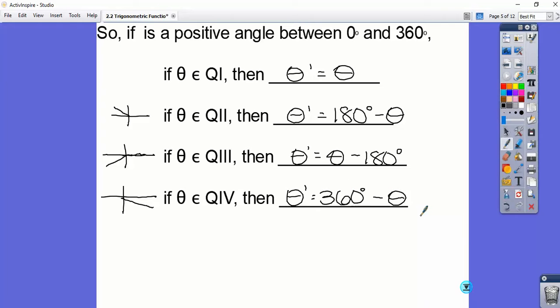Now for me, it's easier just to think about the problem rather than trying to memorize these rules. Some people really like rules written out, so that's why I put it up here, but really you can just think through it. Notice we never use the 90 and the 270. It is only the x-axis.